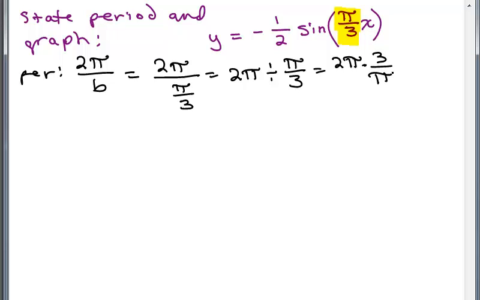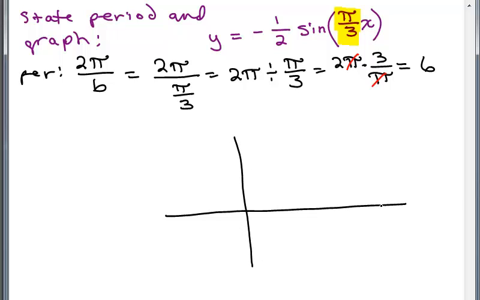Now this is kind of interesting. Notice the pi's cancel. So you know what? The period is 6. Just plain old 6. Just the number 6. Not 6 pi, just the number 6. So when I'm going to graph this, it's going to go in between 0 and 6, right? Let's say that's where 6 is. We need to find the markings right there.